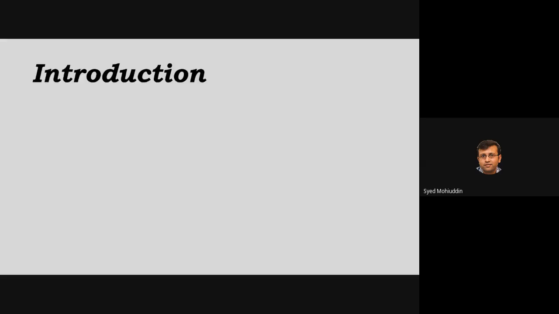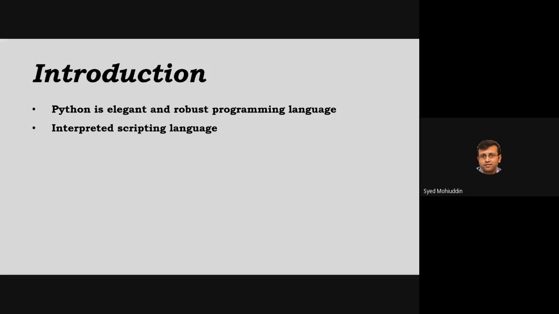Now, for the basic introduction of Python, Python is a very robust language, as well as very easy to write, and Python is interpreted. It is not compiled like Java and C or C++. Python is an interpreted language. Apart from being interpreted, Python is also an object-oriented language. Very few languages are both object-oriented and interpreted. Java and C++ are object-oriented programming languages, but they are compiled.